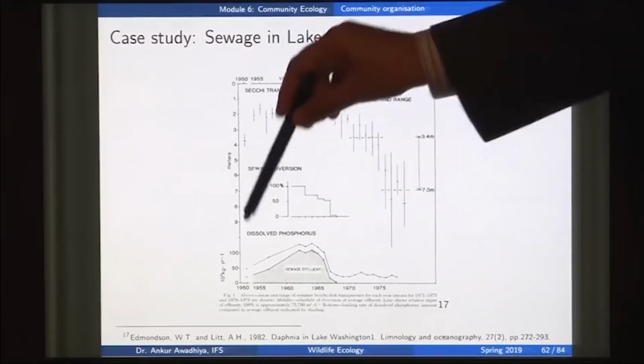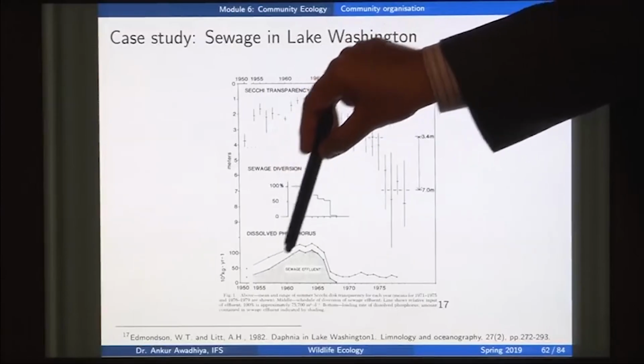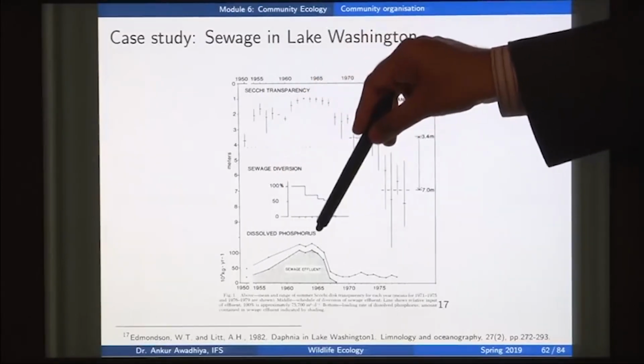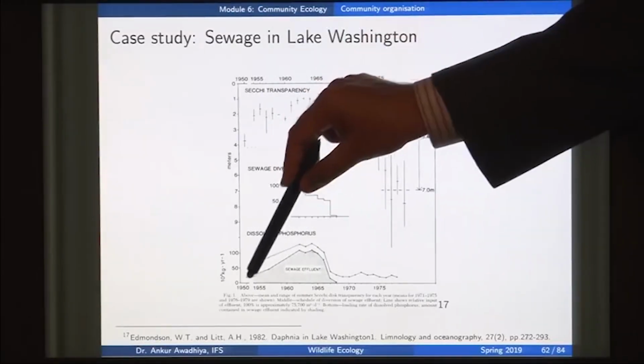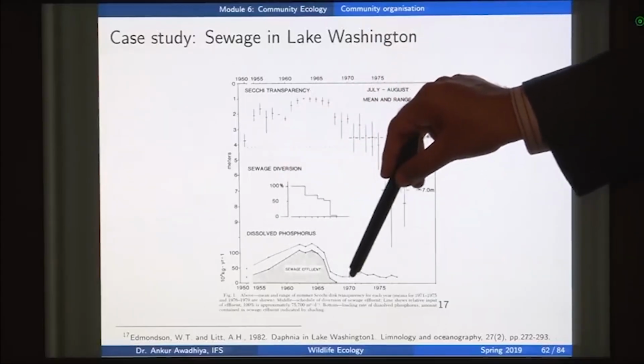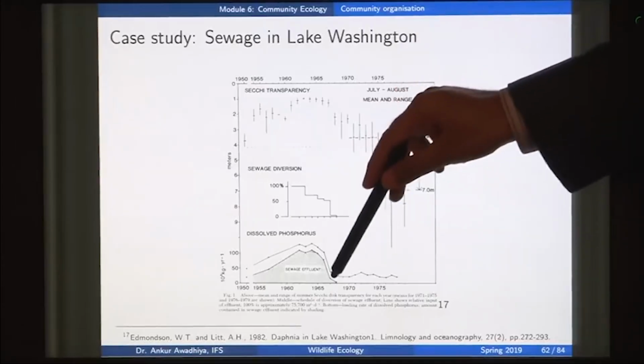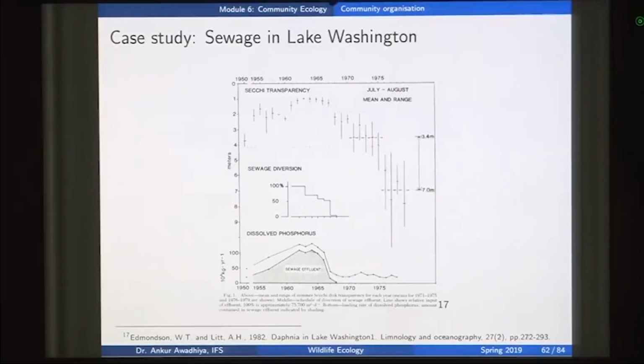In this case, this is showing you the level of dissolved phosphorus. Phosphorus is only coming because of the sewage. So, if you have more sewage you will have more phosphorus, when you have less sewage less phosphorus is coming, and then after a while it reduces as well. Now, once you have these nutrients in the water, here we are looking at the Secchi transparency.